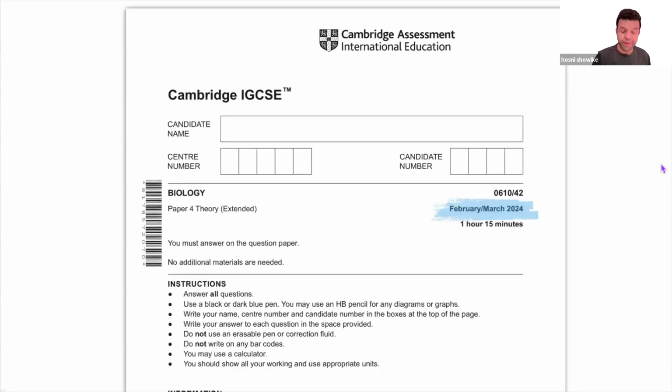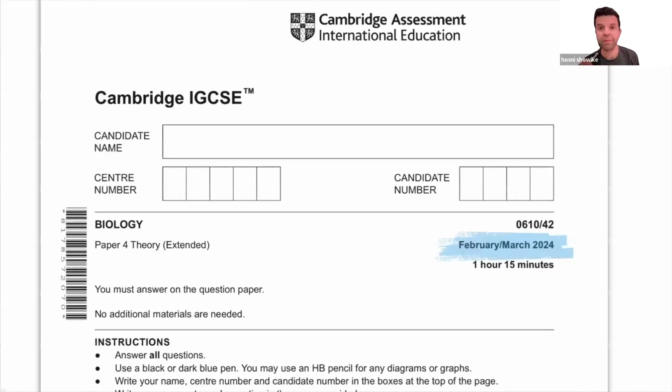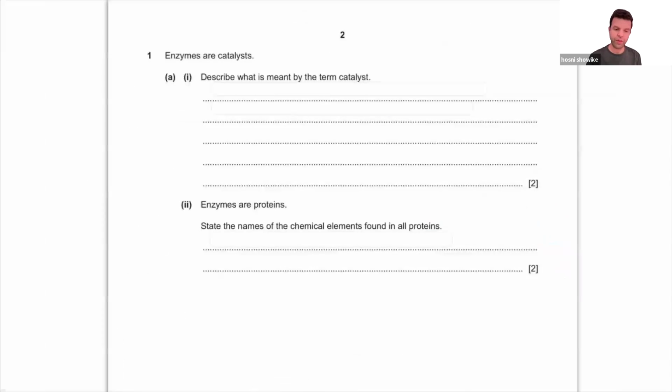Solving today this exam paper from the latest session, March 24. We're going to also solve paper 6 exam after this. Let's start with the first question.